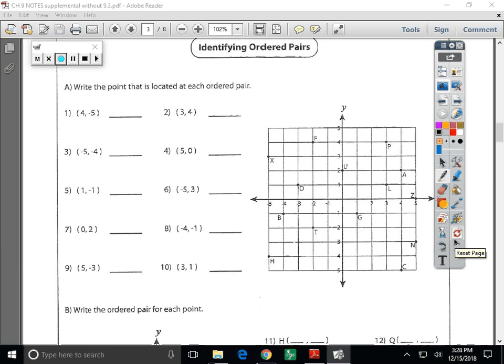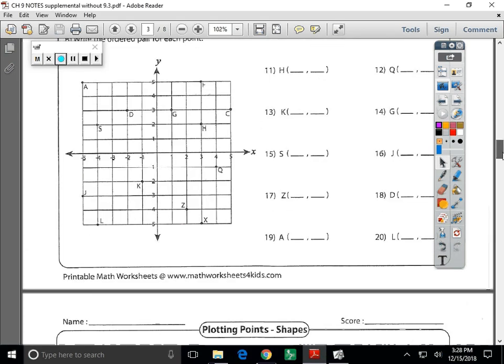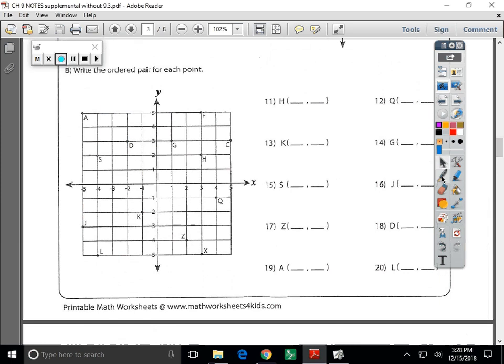Part B. It says we want to write the ordered pair for each point. Well, location is everything, right? We need to figure out which way to move and which value comes first. And we again want to remember the rule of A, B, C, D, X, and Y. The first value will always tell me to either slide to the right or left. Always move to the left or right to find your elevator.